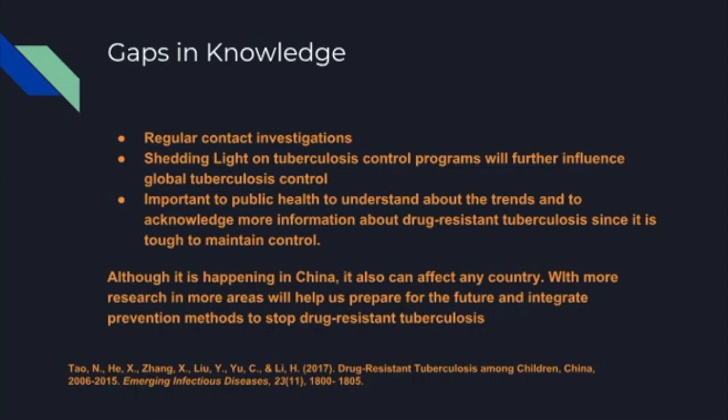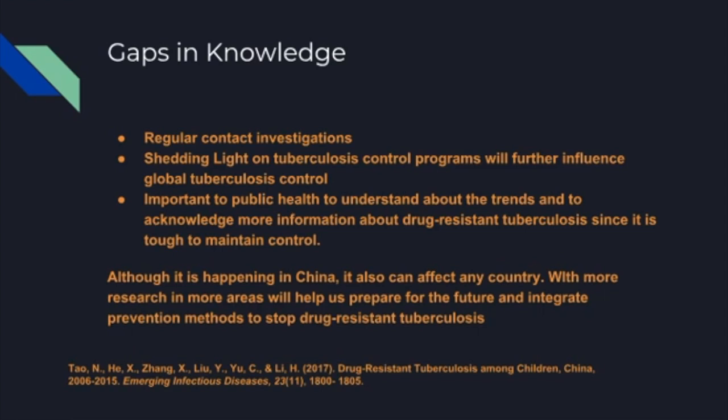Gaps in knowledge. More further research is needed, which includes regular contact investigations. Another would be shedding light on tuberculosis control programs, which will further influence global tuberculosis control. Another thing is the importance to public health to understand the trends and to acknowledge more information about drug-resistant tuberculosis since it is tough to maintain control.